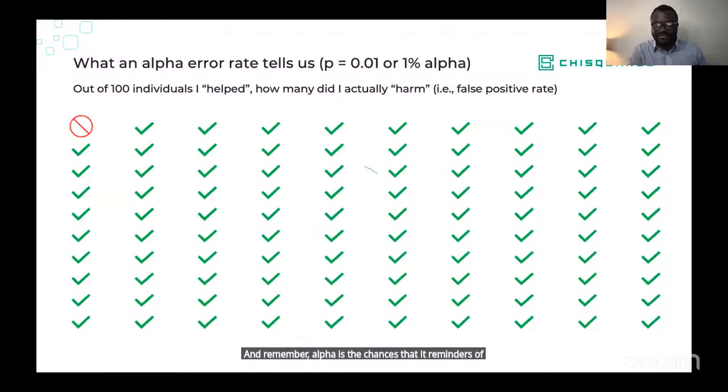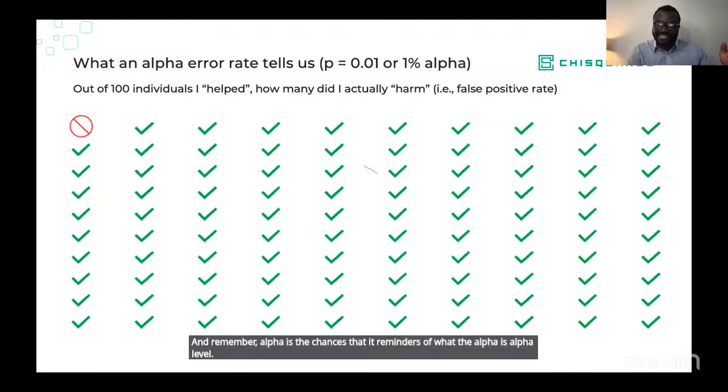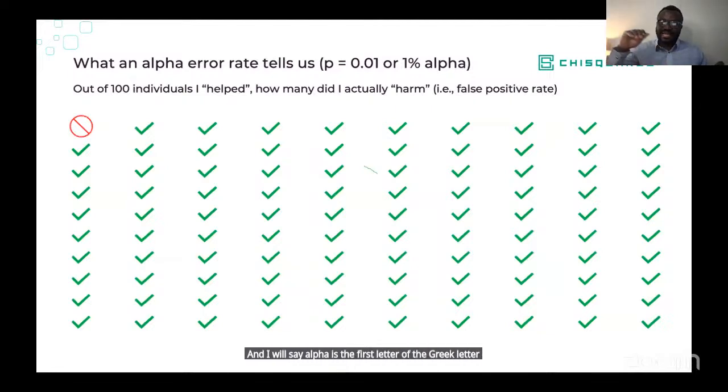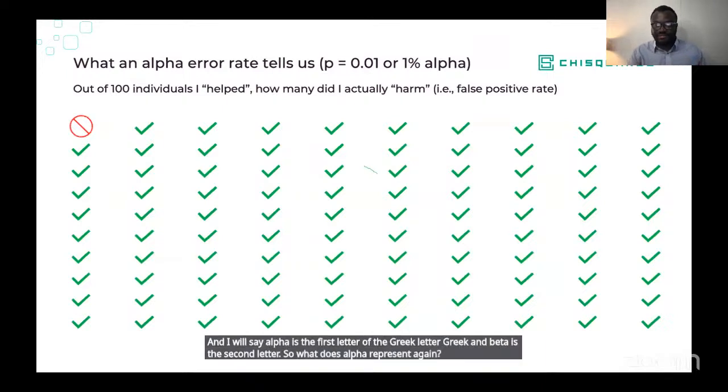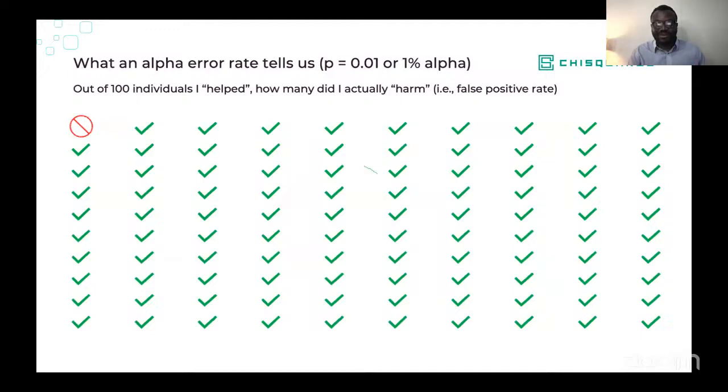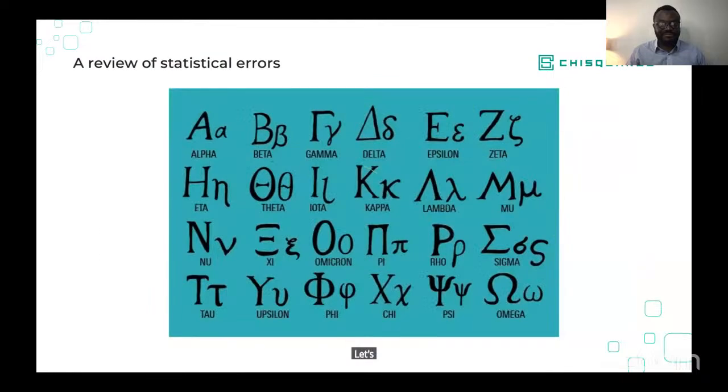Alpha level. Remember, we said alpha is the first letter of the Greek alphabet, and beta is the second letter. So what does alpha represent again? Who can remind us so that we're all on the same page? Let's go back there, alpha. So let's look at it from first principles, right?